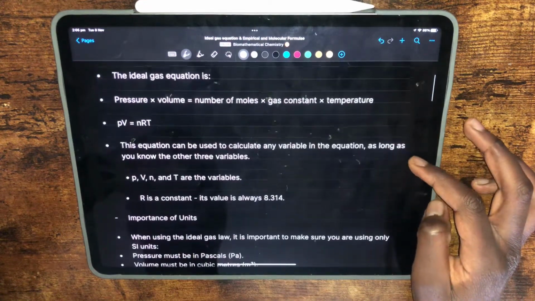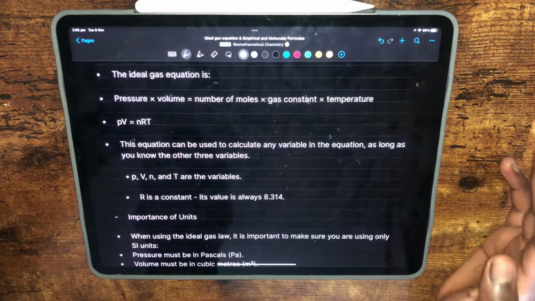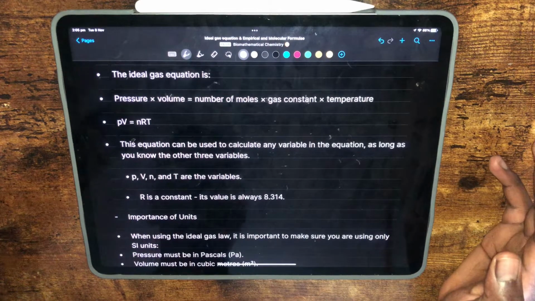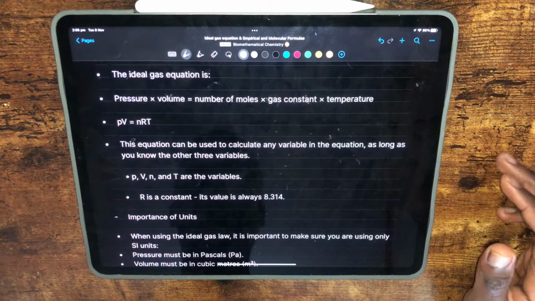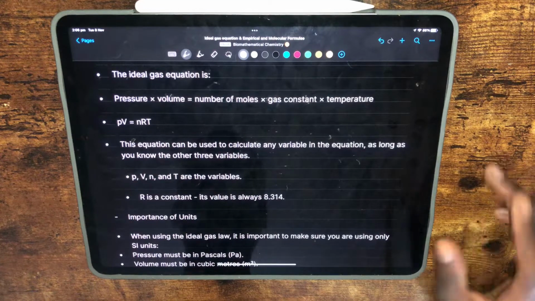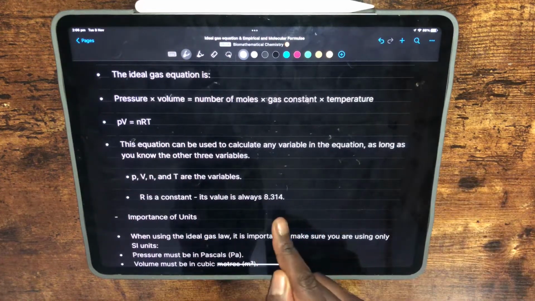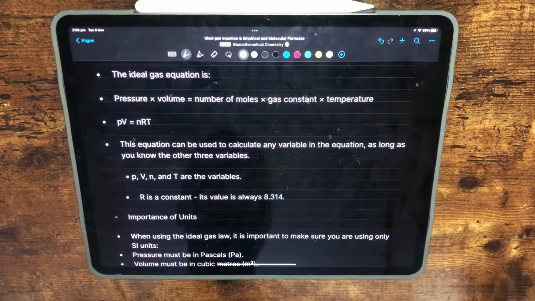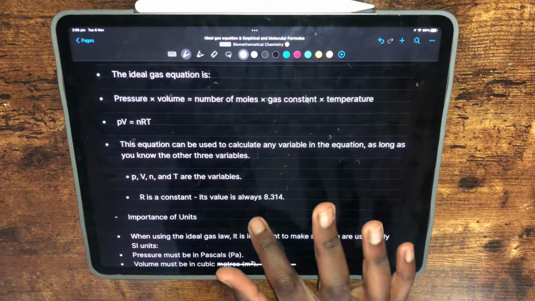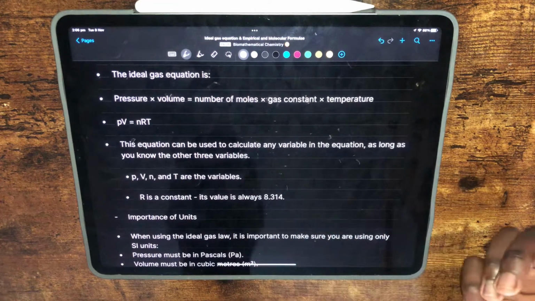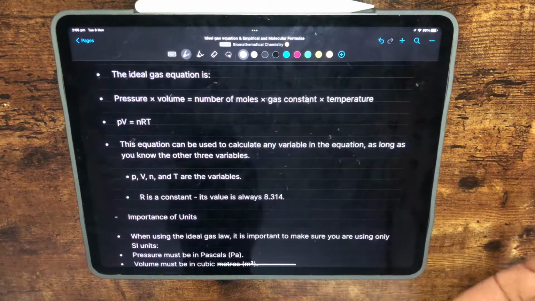This equation can be used to calculate any variable in the equation as long as you know the other three variables. So P, V, n, and T are the variables. R is a constant, so it's always going to be the same, 8.31. I don't think you have to know the units for it. It's actually 8.3139, and so on, but you round it to 8.314. From what I've seen in the exam, it was always 8.31, three significant figures, so 8.31 is usually what you have to remember.